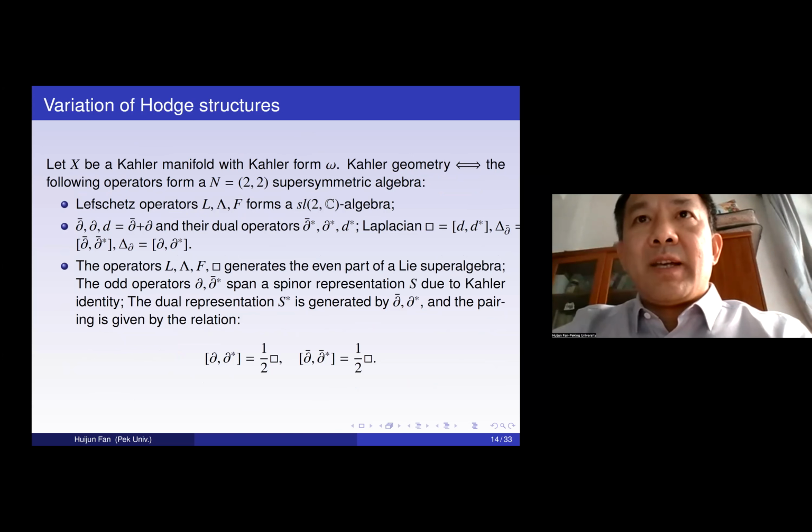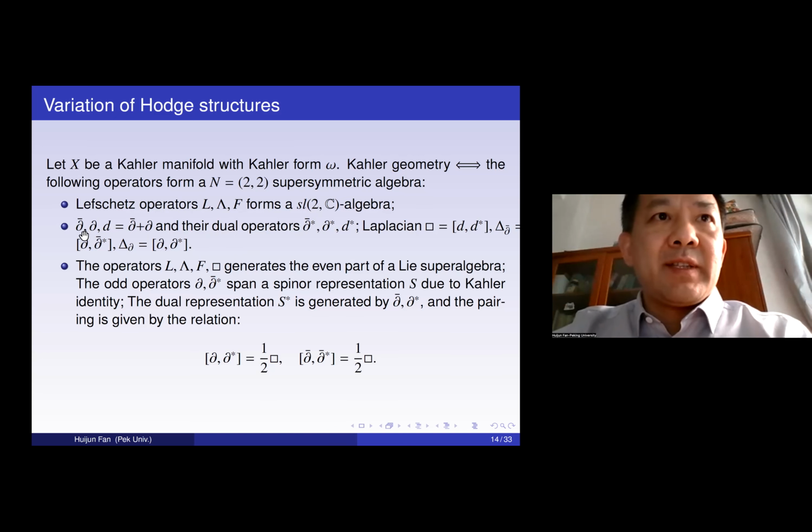That means we study the following differential operators. There are some operators defined on X. The first three are the so-called Lefschetz operators, L, lambda, and F. L means you wedge with the Kähler form, and lambda means you take contraction with the Kähler form. F is the number operator. The three operators form an sl2(C) algebra.